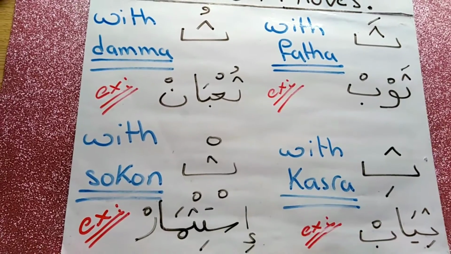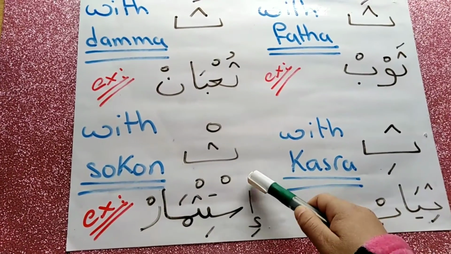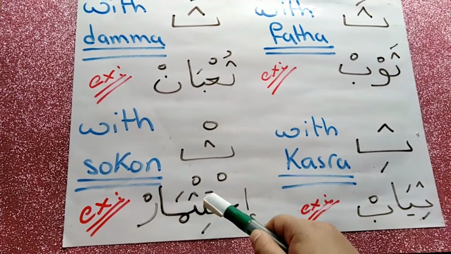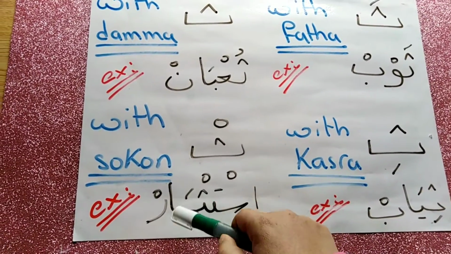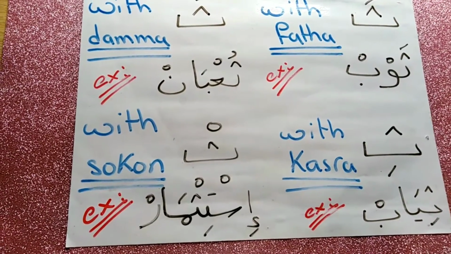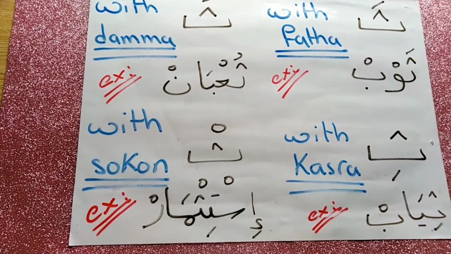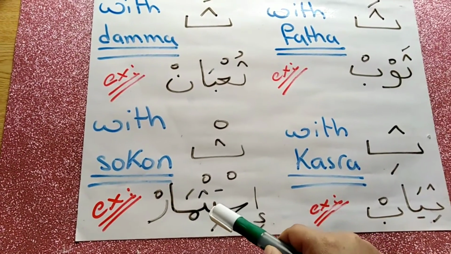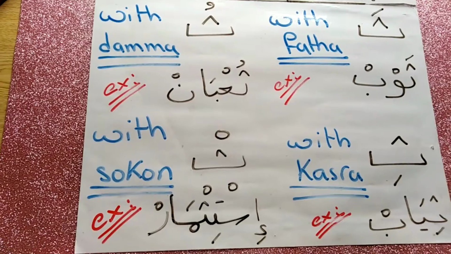Tha with sukoon is th. Example, istithmar. The tha here is in the middle. Usually the letters that have sukoon are either in the middle or at the end. They are very rarely at the beginning. Istithmar, which means an investment.